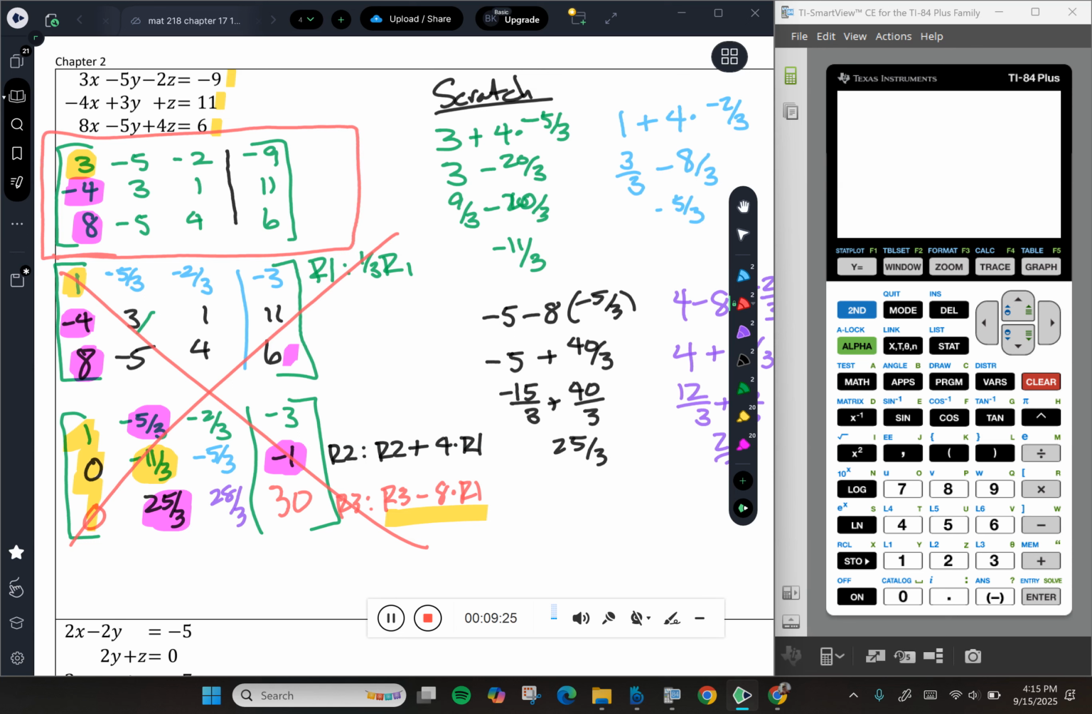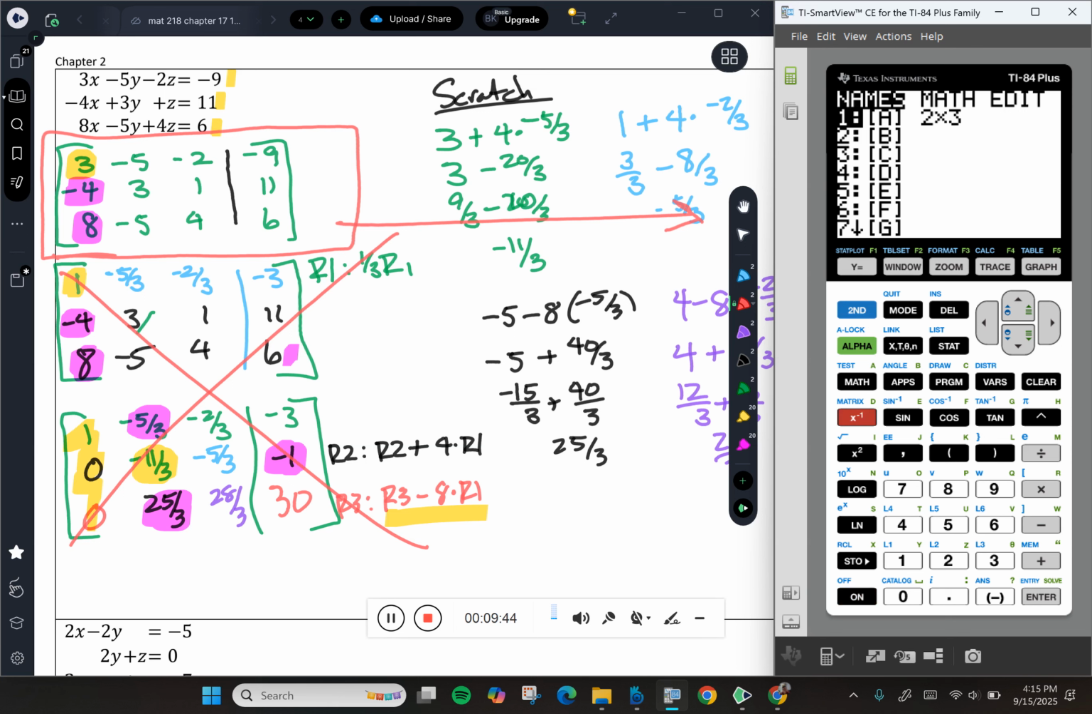Step 2 is where things change. Step 2 is put that into your graphing calculator. So I'm going to come over here and turn my calculator on and go to the matrix menu, which is on that left-hand side. So second function, matrix. Then I need to put that matrix into my graphing calculator.